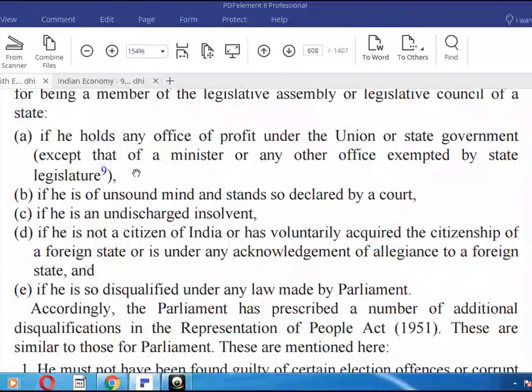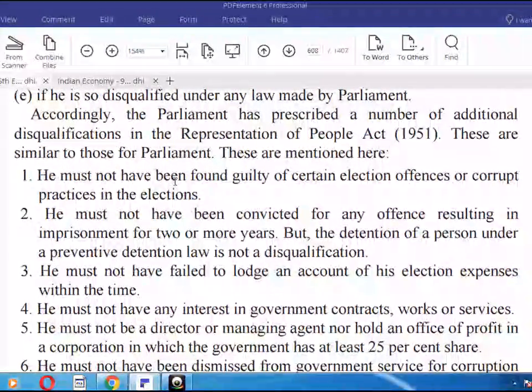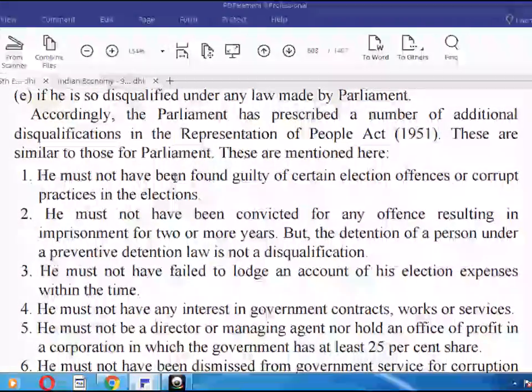Okay, except that of a minister or any other office exempted by state legislature, if he is of unsound mind and stands declared so by a court, if he is an undischarged insolvent, if he is not a citizen of India or has voluntarily acquired citizenship of a foreign state or is under any acknowledgement of allegiance to a foreign state, if he is so disqualified under any law made by Parliament.